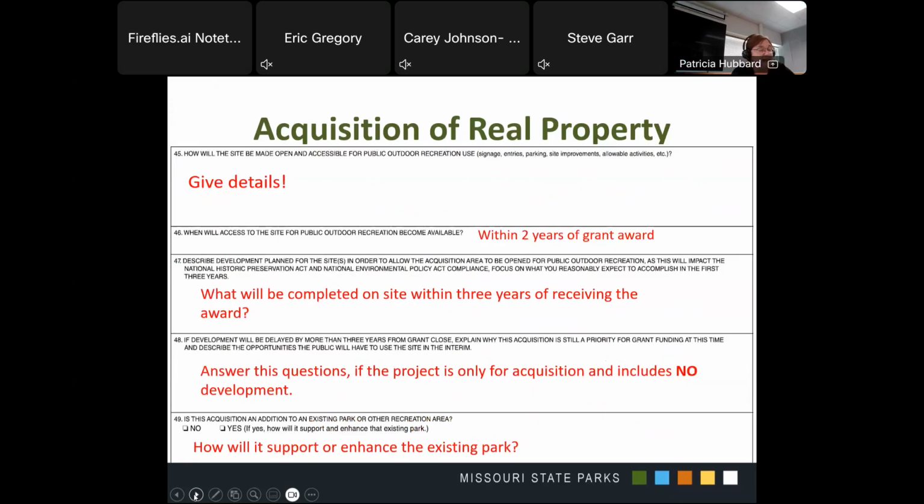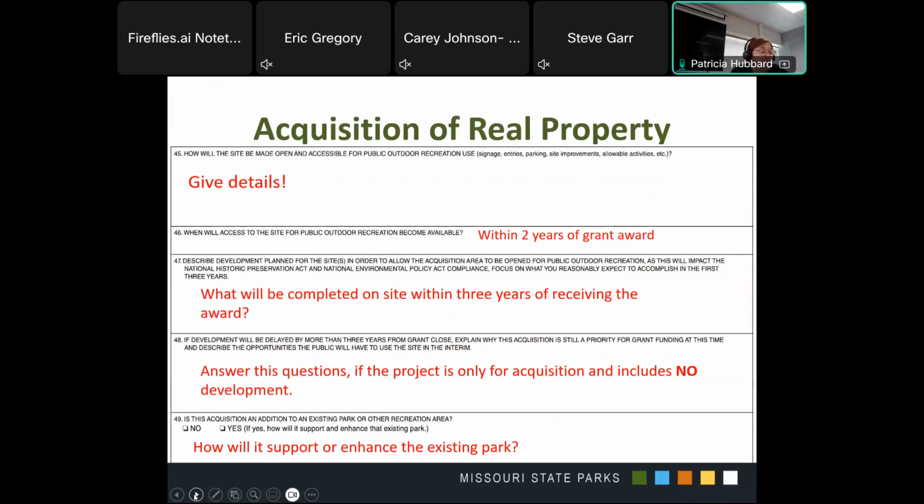Question 45 asks you to explain how the site will be made open and accessible for public outdoor recreation use. So describe your plans, including any land, planned signage, entrances, parking, site improvements, and other allowable activities. If this application includes construction of facilities, include a brief description of the scope of work.